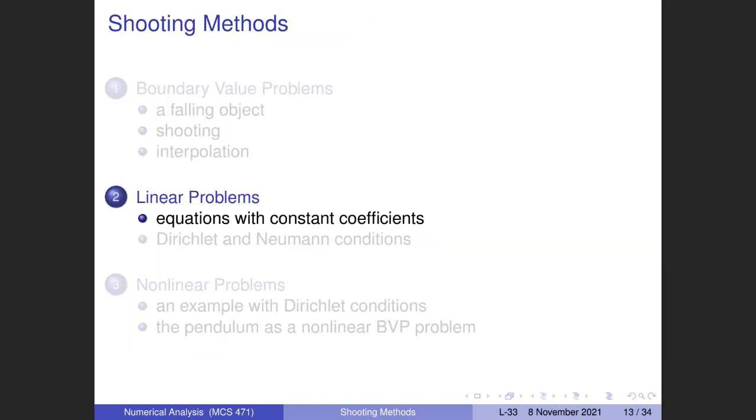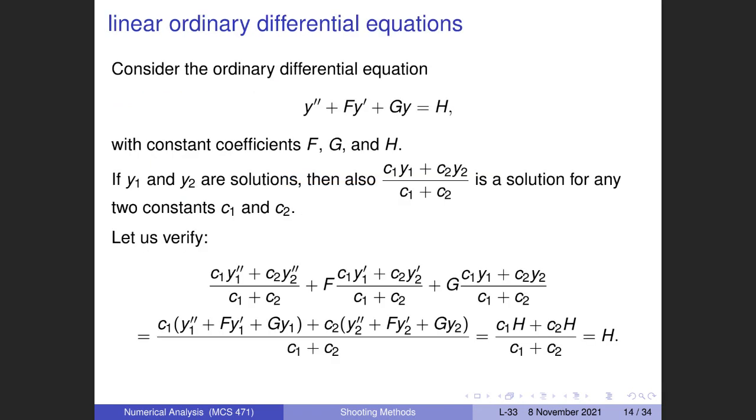It will turn out that if our problem is a linear problem, then we actually don't need to compute anything else. So a linear problem we can solve with two initial value problems. So let's show this. So what is a linear problem? A linear problem has only constant coefficients.